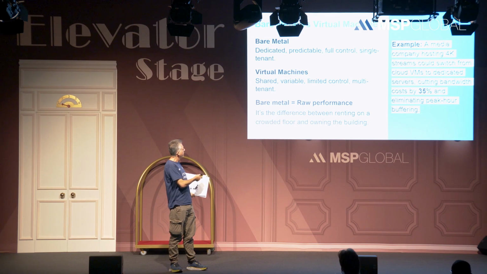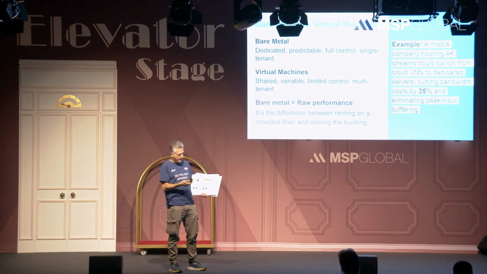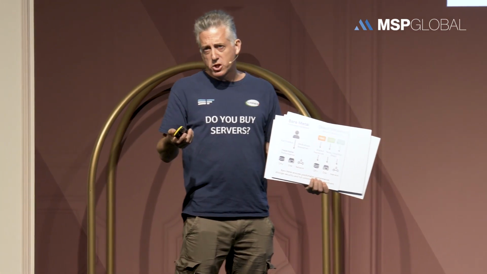And then we have another example. Media company hosting 4K streams could switch from cloud VMs to dedicated servers, cutting bandwidth costs by 35%, eliminating peak hour buffering. Again, public clouds will charge you way more for bandwidth that you could buy yourselves on the open market for peanuts. Everybody knows that data transfer is one of the cheapest things around.